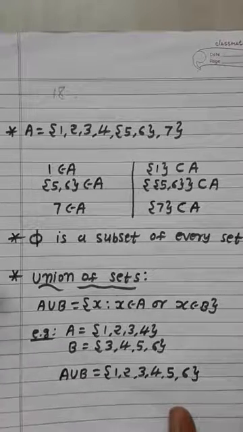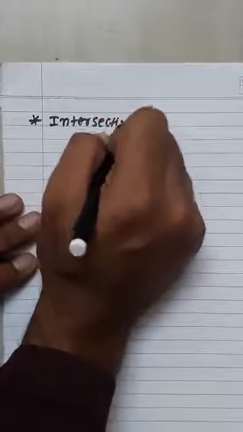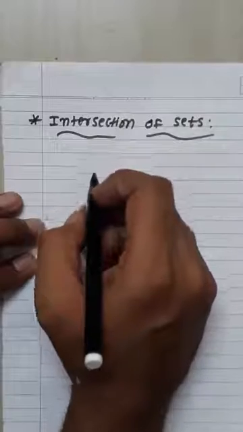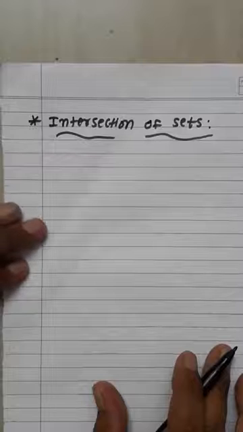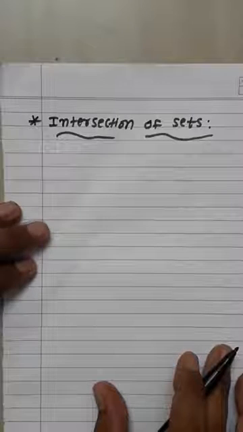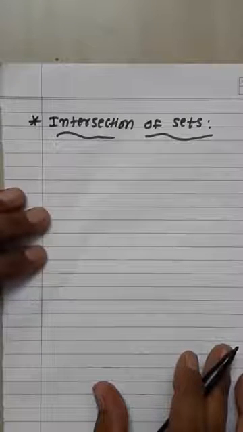Now after, our next topic is intersection of sets. Intersection of sets, that means common elements in these sets. Let once again we consider two sets A and B, be any two sets. The intersection of A and B is the set of all those elements which belong to both A and B. That means common elements in both the sets is called the intersection of sets.